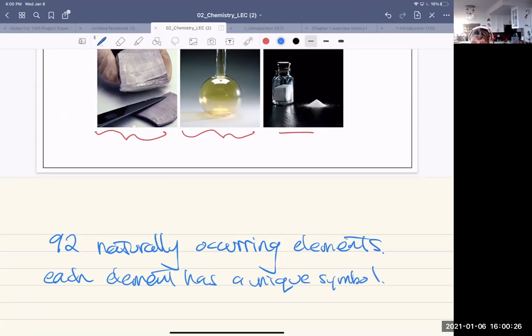I'm just going to put the chat up here. Okay, what is the symbol for carbon? You can write that in the chat.